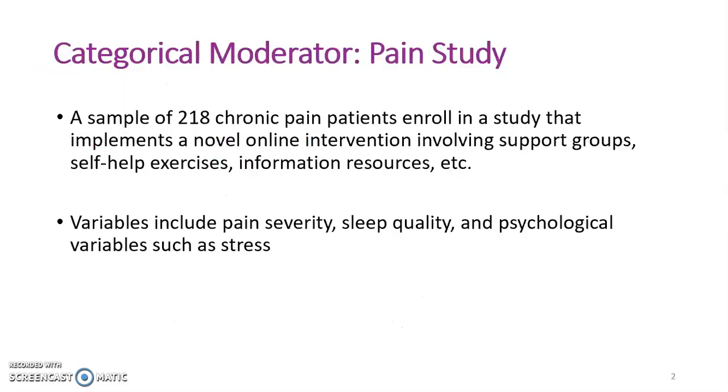So the example that we'll use for moderators comes from a study on pain. This is a sample of 218 chronic pain patients, and they're in a study involving an intervention. But the variables of interest we're going to be looking at are things like pain severity, sleep quality, and stress. And actually what we're interested in is how certain variables influence stress. Stress is the outcome.